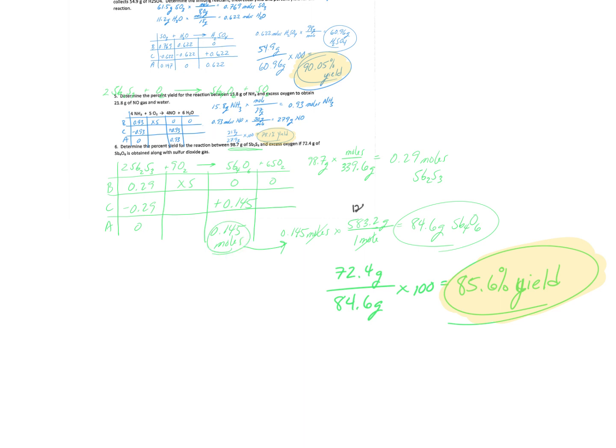All right, what is that in grams? Well, this is the molar mass, and doing the calculation, we find that we should be able to make 84.6 grams of antimony oxide. That is the theoretical amount. Okay, taking that theoretical amount and comparing it to the amount that was actually made, we've got an 85.6% yield. All right, so that should do it.